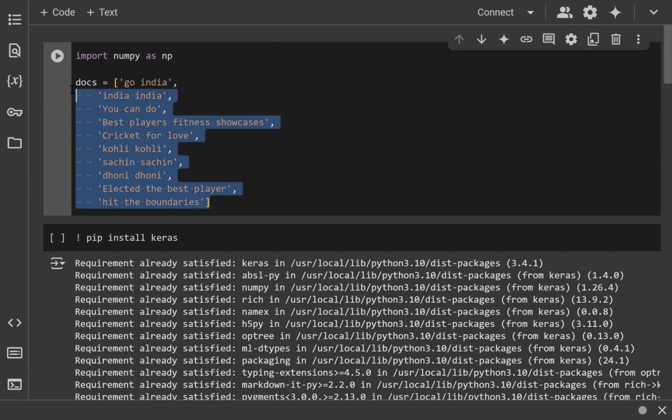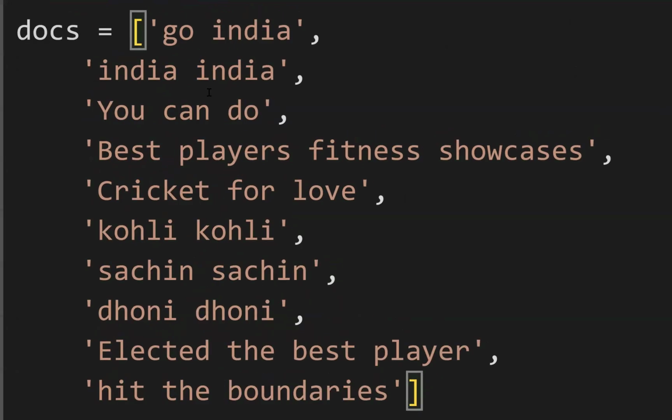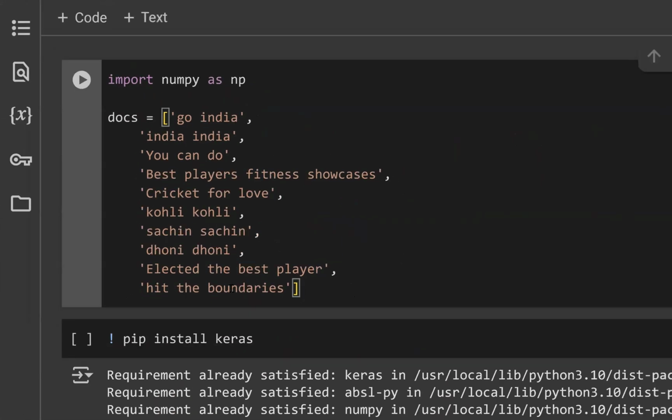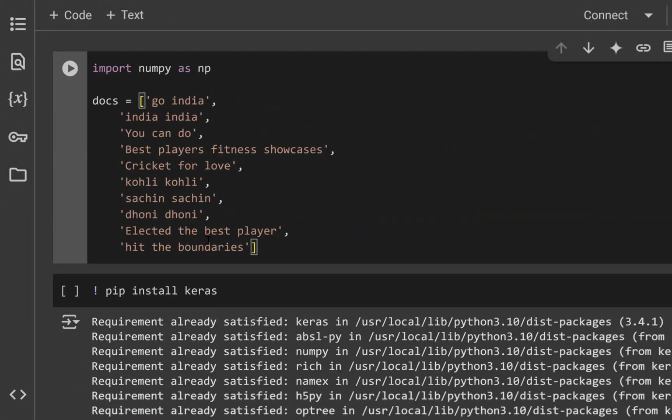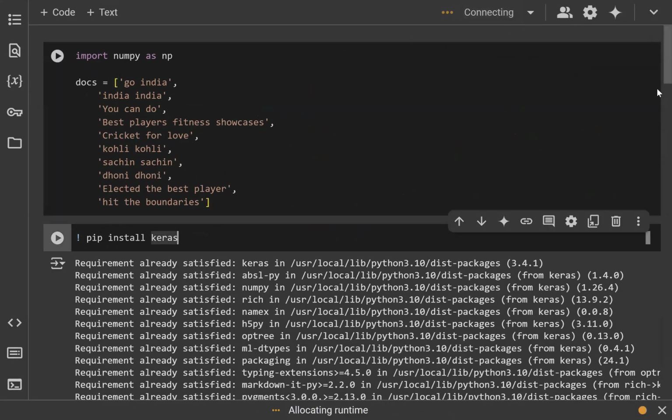See, guys, look at the screen. Here I have a list, and the list has a few things. Let's say: go India, you can do, best player, fitness showcases, cricket follow. These kinds of statements I am having here. Here I am installing Keras, though it is already installed here. Let me just connect with the server.